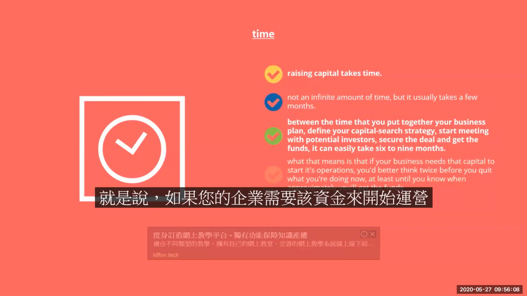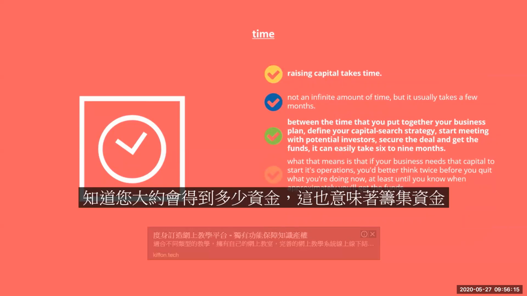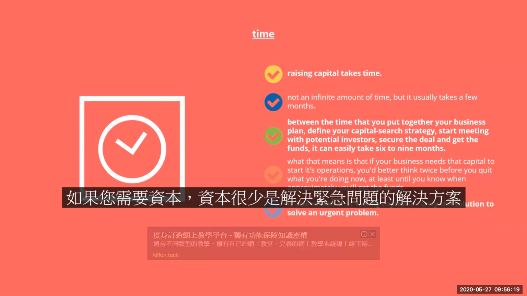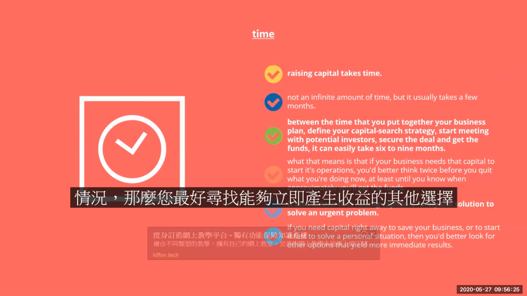What that means is that if your business needs that capital to start its operations, you'd better think twice before you quit what you're doing now, at least until you know approximately when you'll get the funds. It also means that raising capital is rarely the solution to solve an urgent problem. If you need capital right away to save your business or to start it fast to solve a personal situation, then you'd better look for other options that yield more immediate results.